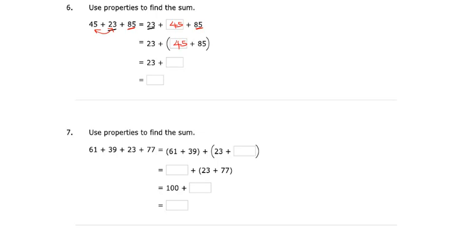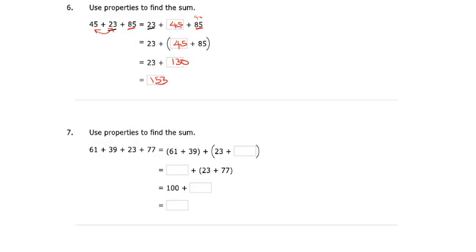And why did they do that? Don't forget, they find it easier to add numbers ending in 5 and numbers ending in 5. You can just drop the 5 here to this one to become 90. 90 plus 40 is 130. So when you add 45 and 85, it will give us 130. And 130 plus 23, you can easily add to give you 153.